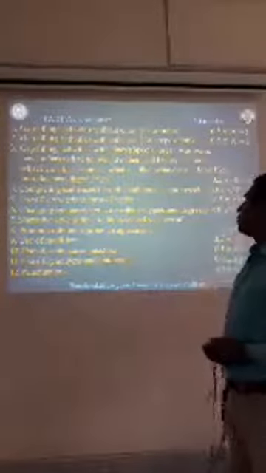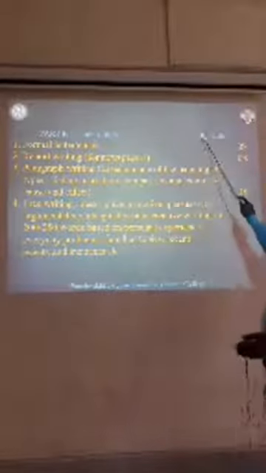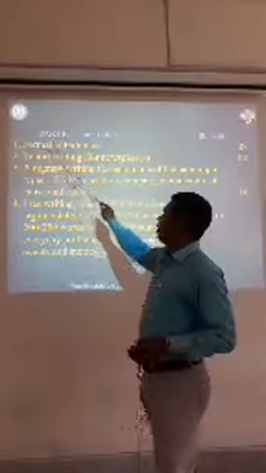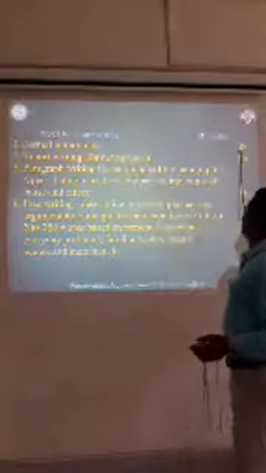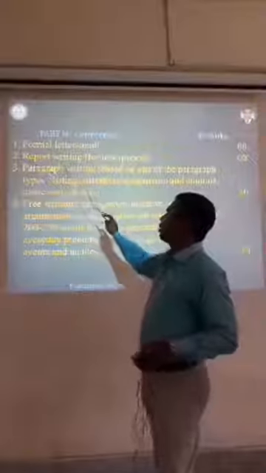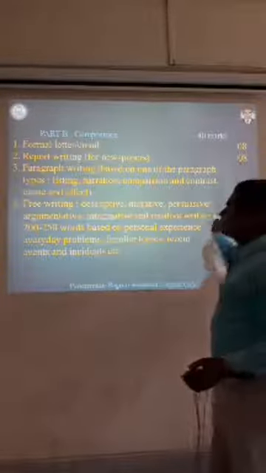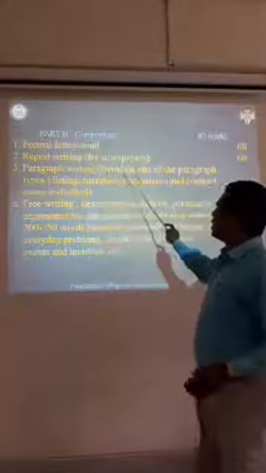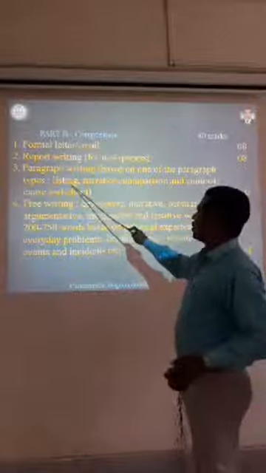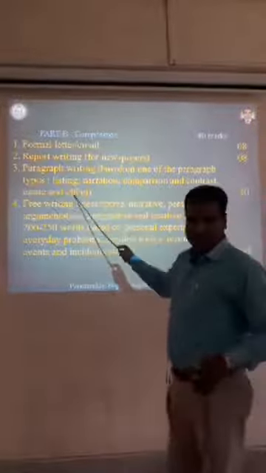Part B, composition part, bears 40 marks. Number 1, formal letter or email, 8 marks. Number 2, report writing for newspapers, that will bear 8 marks. Number 3, paragraph writing based on one of the paragraph types: listing, narration, comparison and contrast, cause and effect, etc.